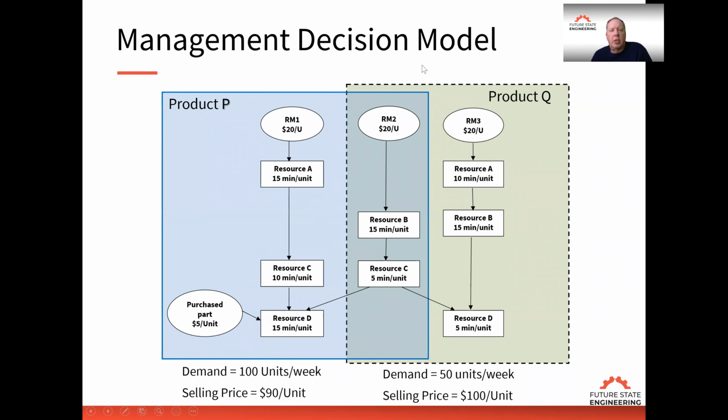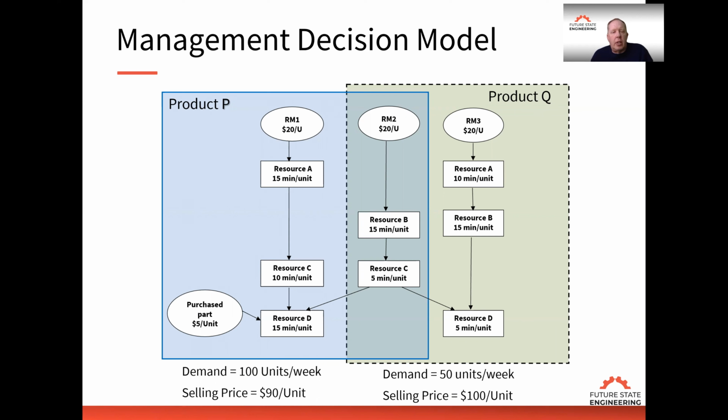In this week's session, we're going to talk about the management decision model and how to make product or service decisions more effectively. In most cases, companies look at products or services in isolation, but we don't produce products or services in isolation. We produce them together. So how do we make decisions more effectively?